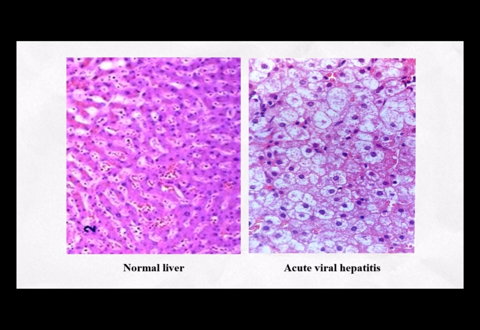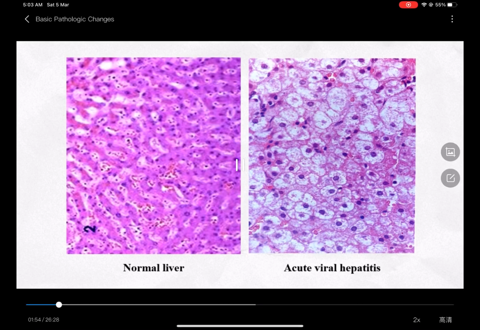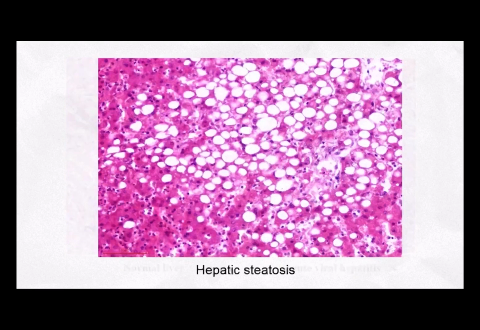With acute viral hepatitis, hepatocyte injury takes the form of diffuse swelling. The cytoplasm looks empty and contains small clear vacuoles. Hepatic steatosis occurs in hypoxic injury and various forms of toxic or metabolic injury, and is manifested by the appearance of small or large lipid vacuoles in the cytoplasm.